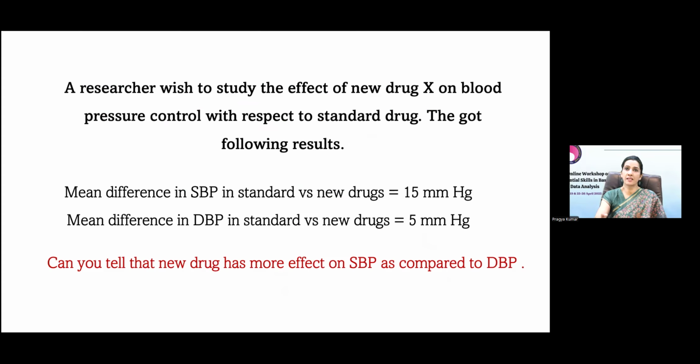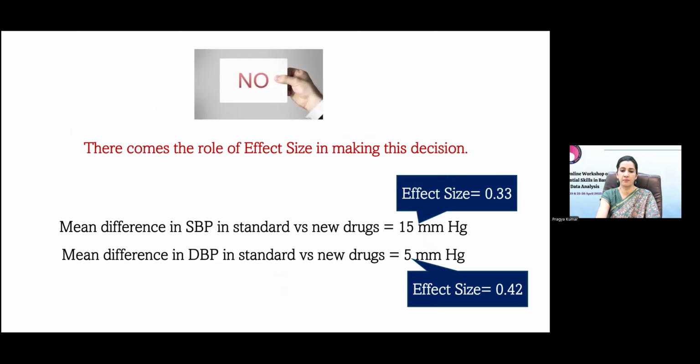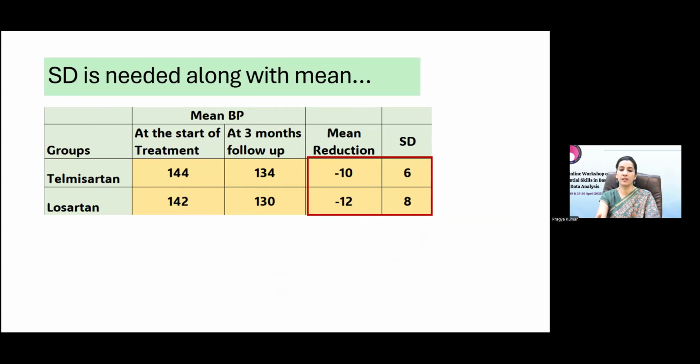Again, similarly, if I want to see the effect of a new drug, one drug is saying there's a difference in blood pressure of 15 millimeters. Another drug is saying in diastolic blood pressure, the mean change is 5 millimeters. So now here comes the role of effect size. If the mean change in blood pressure is 15, but the effect size is 0.33, and for the other one in DBP the mean difference is less but the effect size is 0.42, then I will say that yes, I will take the one where the effect size is more.